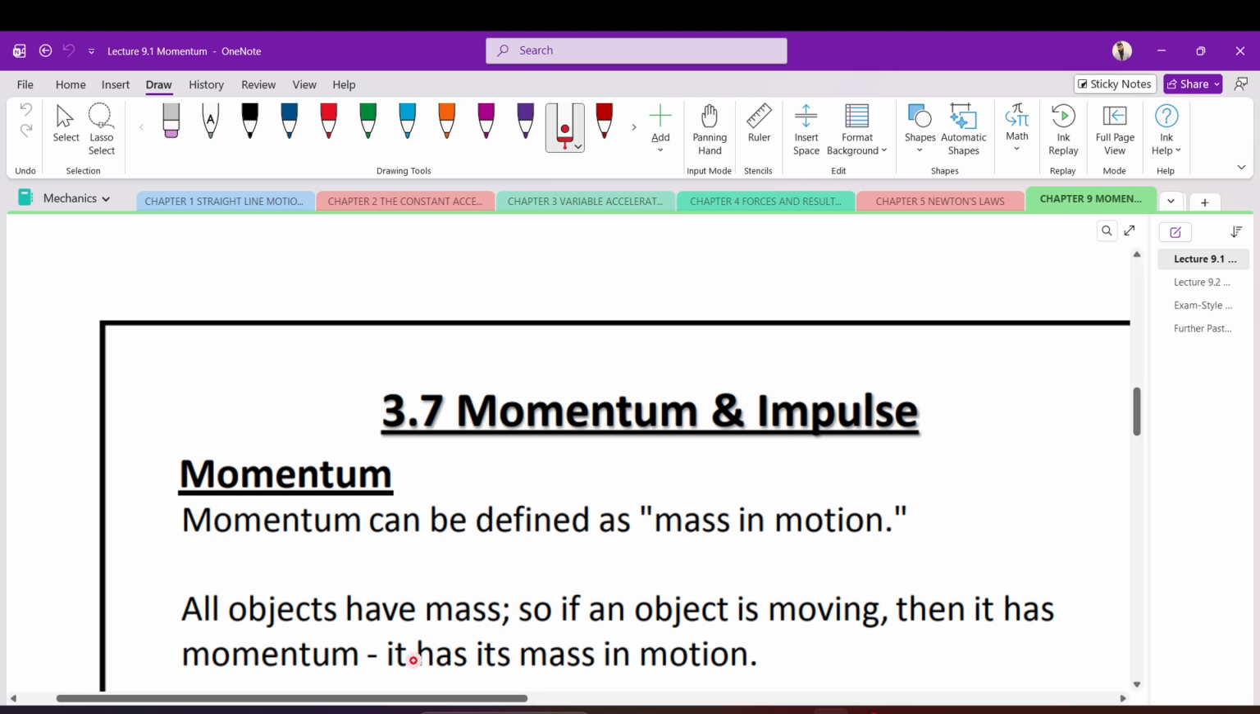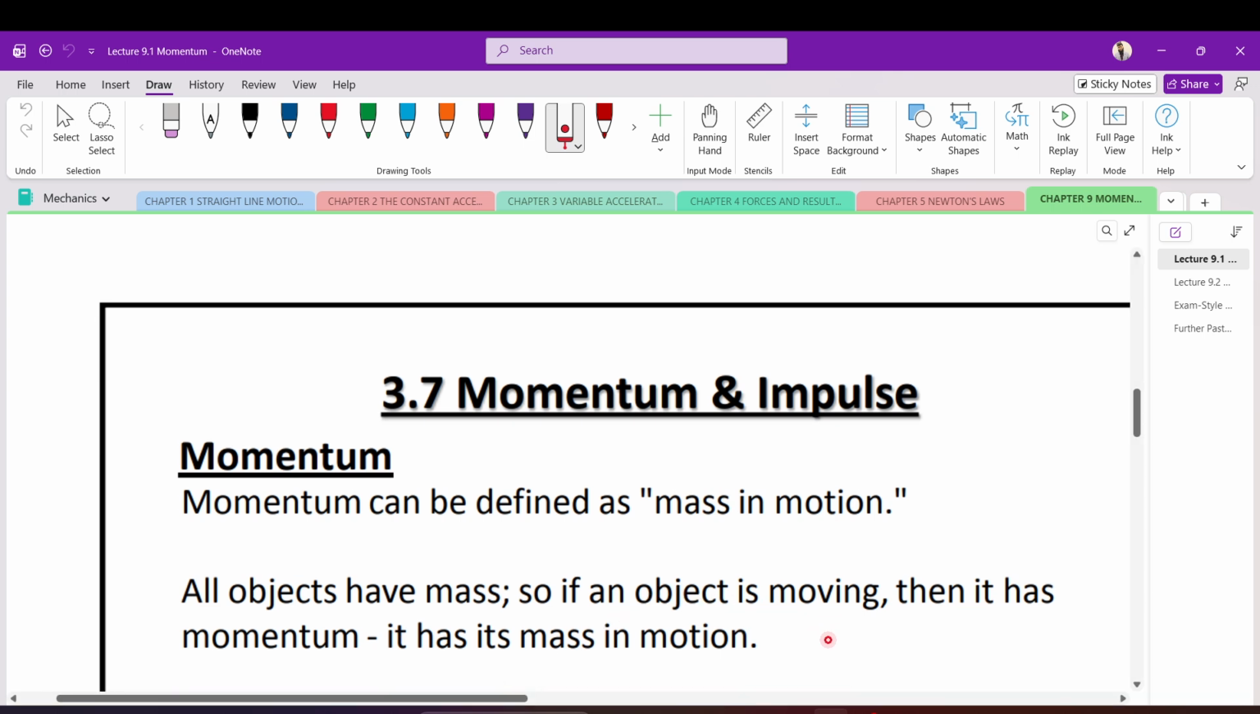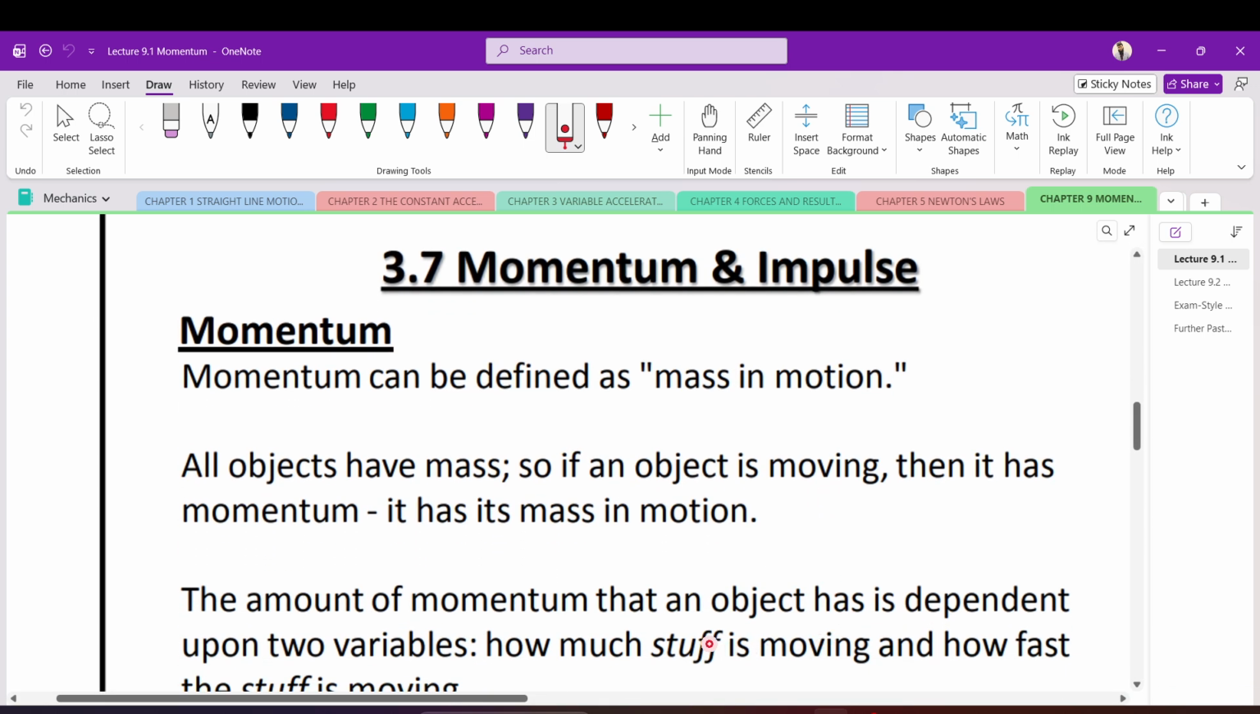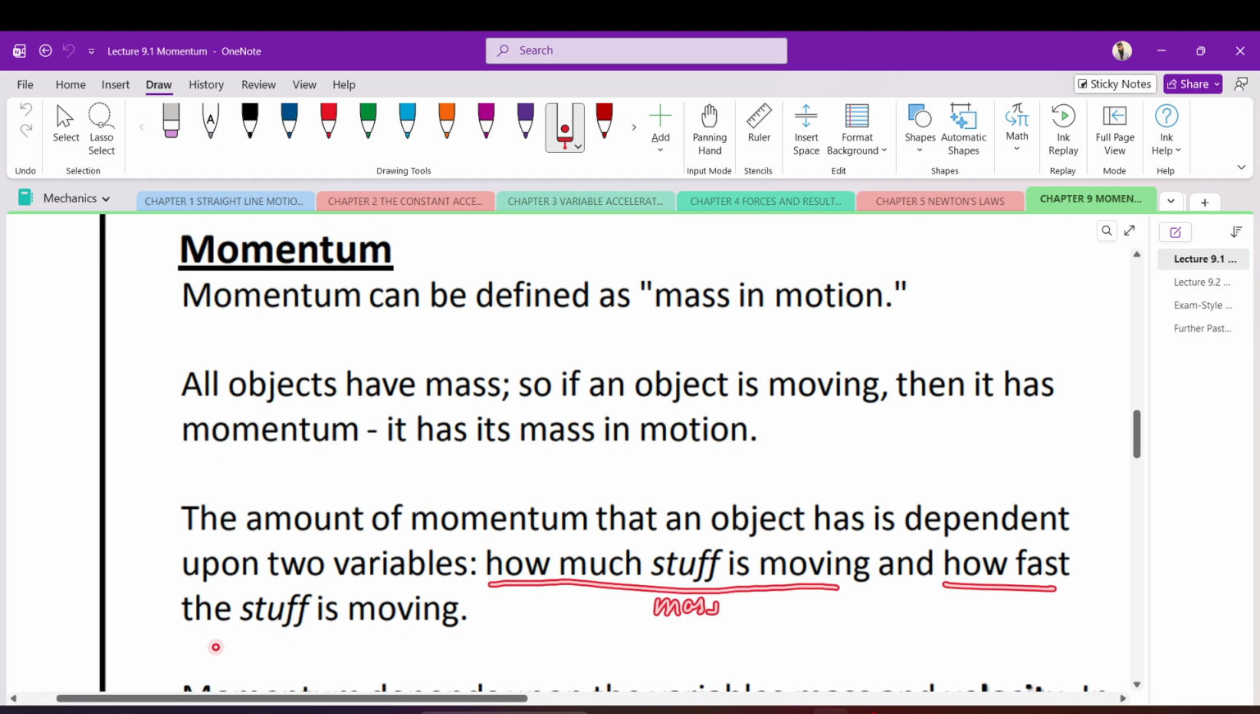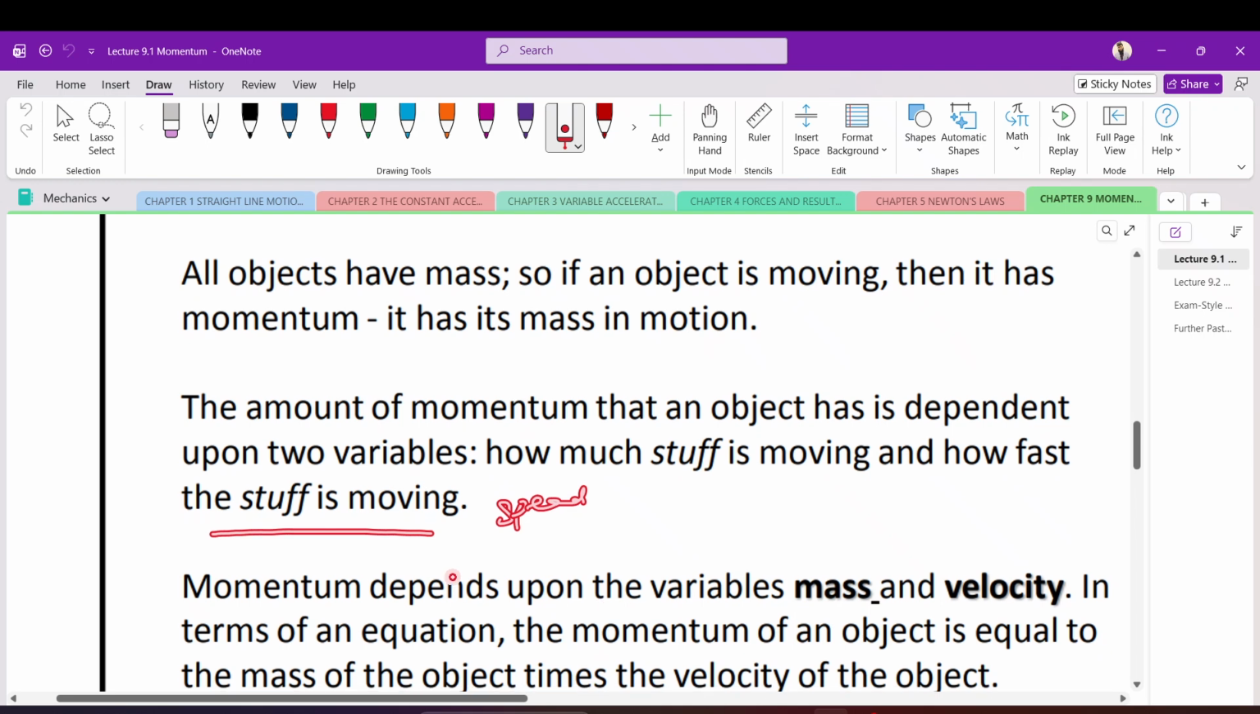All objects have mass, so if an object is moving, then it has momentum, it has its mass in motion. The amount of momentum that an object has is dependent upon two variables. Number one, how much stuff is moving, so that is the mass. And how fast the stuff is moving, so that's your speed. Momentum depends upon the variables mass and velocity.